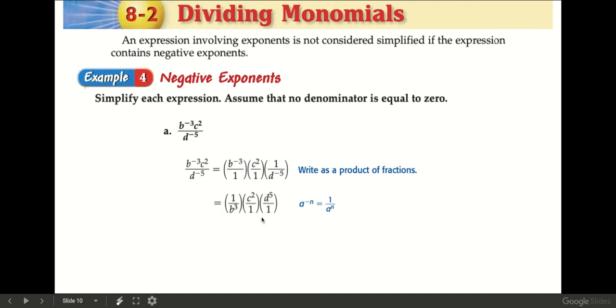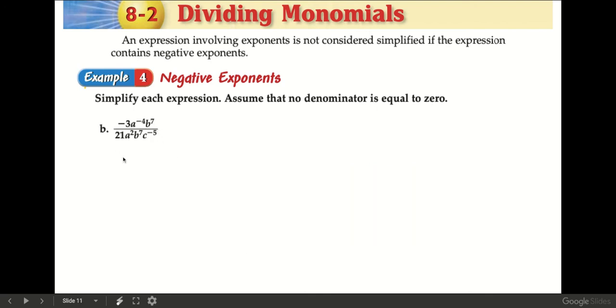So now I can go ahead and just multiply these back out. If I multiply these back out, 1 times c squared times d to the fifth gives me c squared d to the fifth. And b to the third times 1 is just b to the third. So I was able to convert all of these negative exponents into positive exponents now. And there's nothing left, nothing has the same base, so there's no exponent rules I can continue to apply. This is as simplified as it gets.